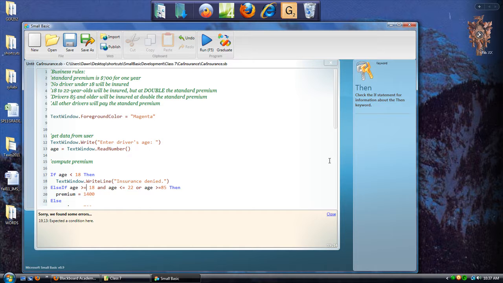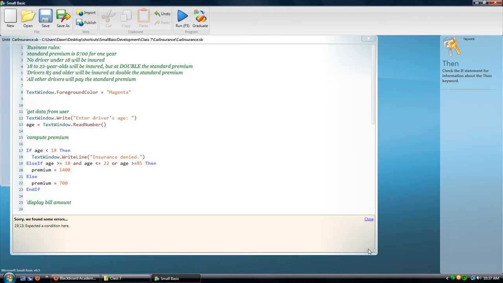With that in mind, let's look at this program, which is for a fictitious car insurance company. We'll say that the standard premium that your regular good, low-risk driver pays is $700 for the year. Now, this insurance company is exclusive, and they're not going to insure just anybody, so let's run through the business rules here. No driver under the age of 18 will be insured, so those really young drivers, 16, 17 years old, just out of driver's ed, forget it. This insurance company is not going to insure them.